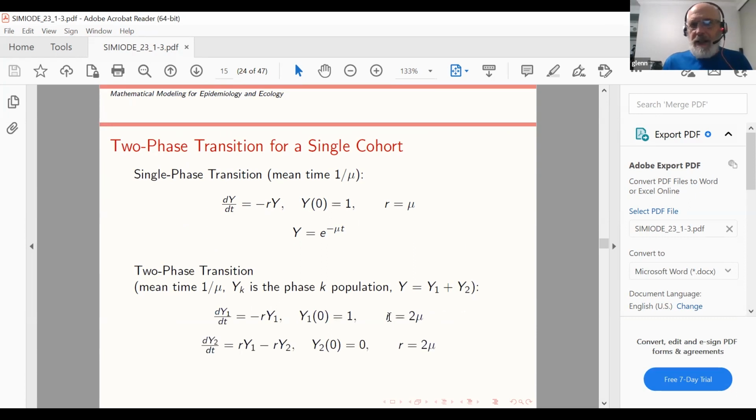And so the rate constant for each phase is 2 times mu because you're only spending half the time in each of the two phases. Phase 1 is just like the single phase transition. Phase 2 starts out with an initial population of 0 because everybody starts in phase 1. And Y2 is populated by people who are leaving phase 1, and then people leave phase 2 in the usual way. And so you can solve that system of differential equations and get this answer. And you could have any value for K. You could write down the general formula for a K phase transition.